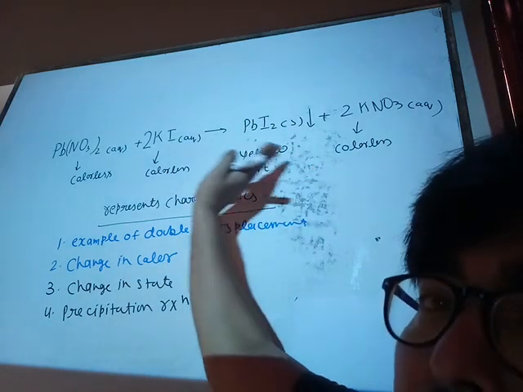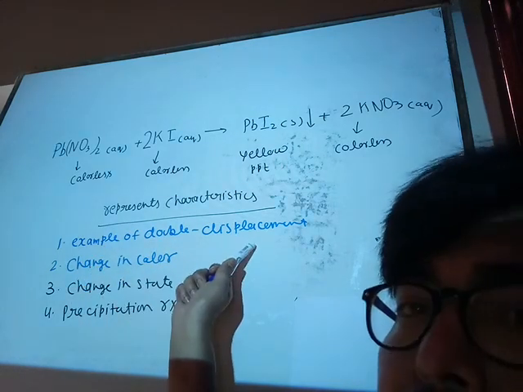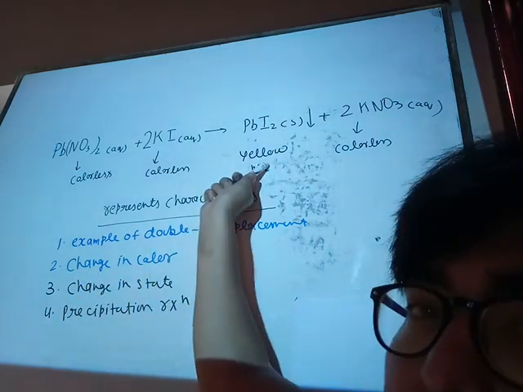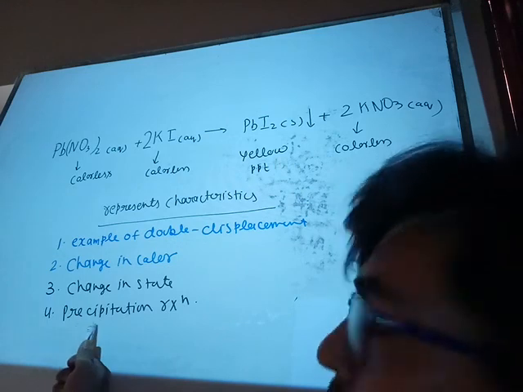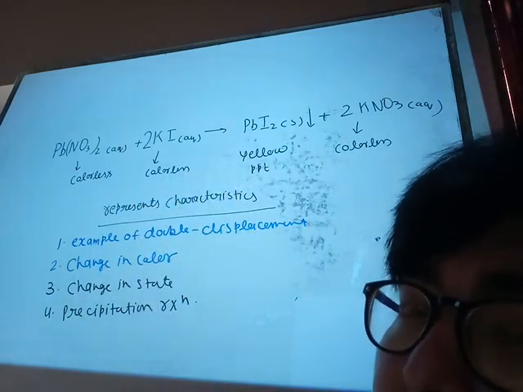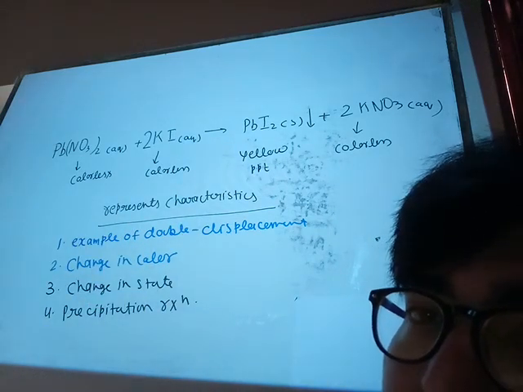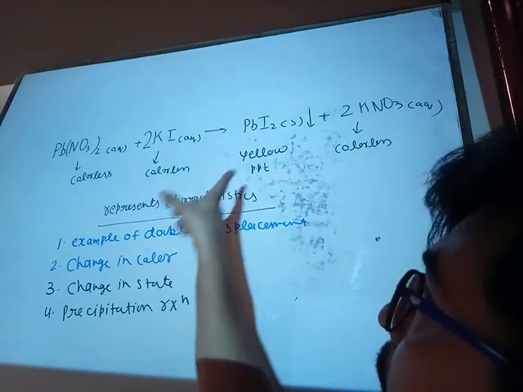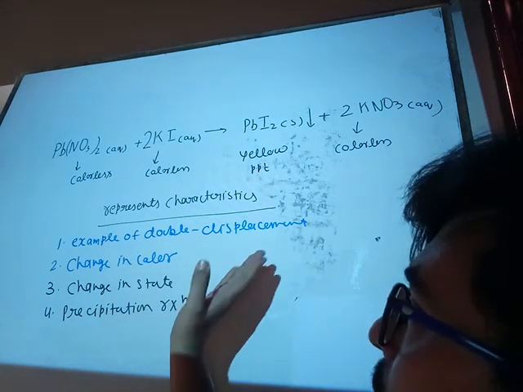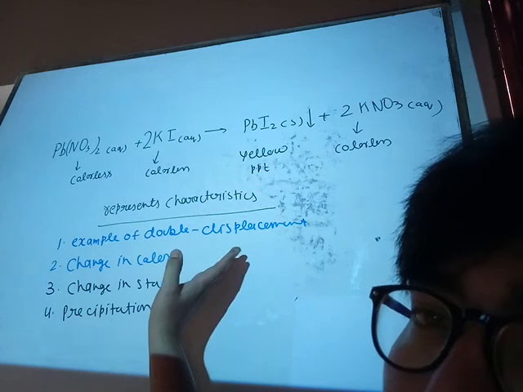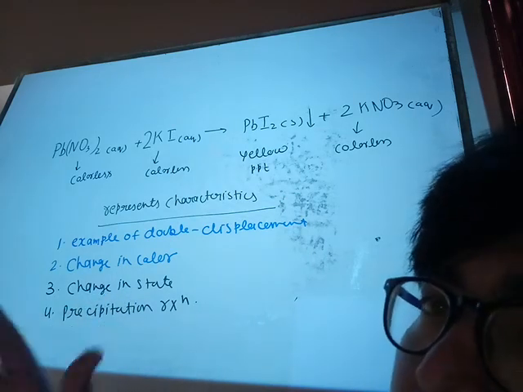So what does this equation represent? Who will tell? Look, it is an example of a double displacement reaction. First, it represents change in color. Change in state: the aqueous state converted to the solid state, a precipitation reaction. So this example can be written for all these 4 kinds of properties. Is that clear? So this equation represents change in color, change in state, precipitation reaction, and if you are asked to write an example of double displacement, you may also write this example.